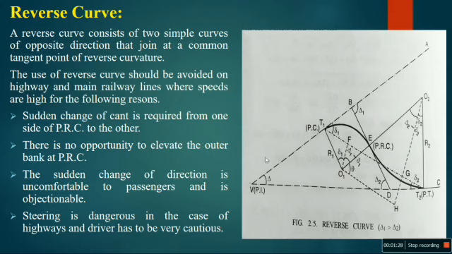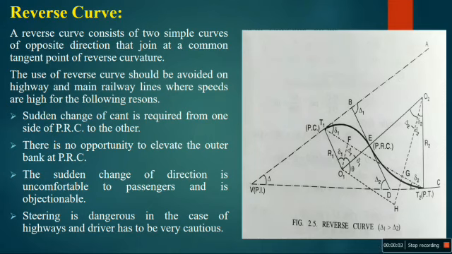So that's why, with the opposite direction of curve here, this will be the higher edge and this side will be the lower edge. So the vehicle will move like this. Then suddenly this side will be the higher edge and this side will be the lower edge. It would be uncomfortable for the passengers as well as the drivers. So that's why in highways and railway tracks it should be avoided. These are some reasons for avoiding the reverse curve.